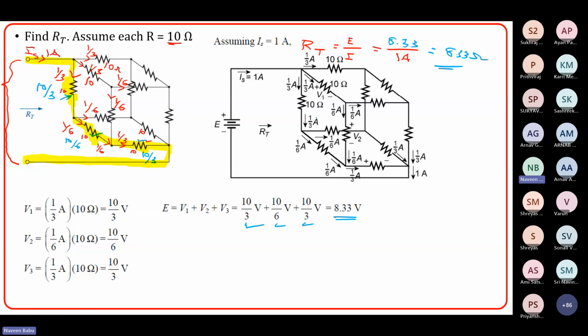So this is the same circuit that I showed you. See here, 1 ampere flows. It gets divided into 1/3, 1/3, and 1/3. And this 1/3 gets divided into 1/6 and 1/6. And this 1/3 gets divided into 1/6 and 1/6. And this 1/6 and this 1/6 combined together to form 1/3 here. And then you can find out what is the total voltage here. And then based on that, you can find out what is the total equivalent resistance, right?